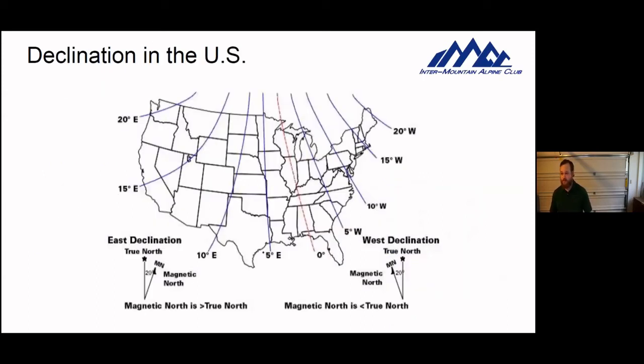Declination changes based on where you're at. As we covered last class, every map should have a declination diagram in the lower right corner. In Washington, it's going to be between 15 and 20.